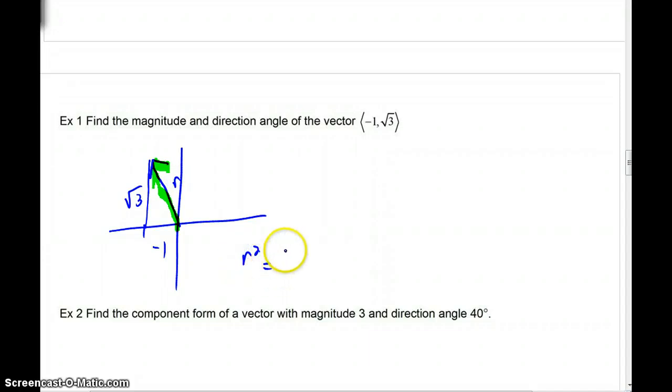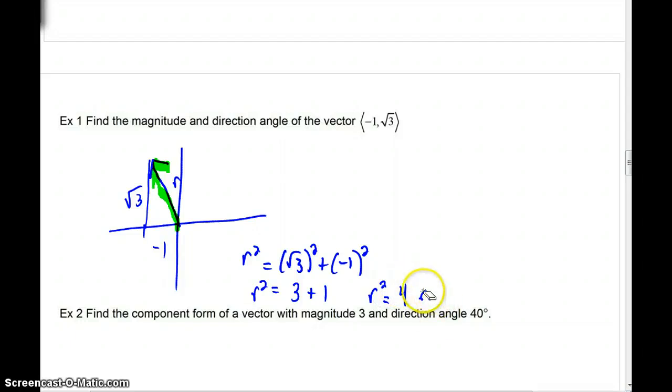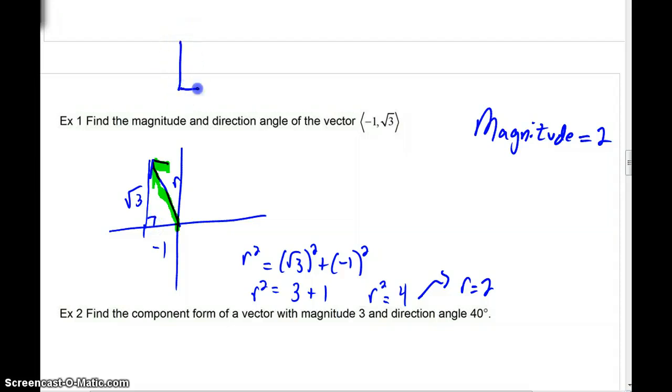We can certainly use the Pythagorean theorem. Even if we use -1 in there for a length, squaring that will disappear. 3 plus 1, of course, is going to be 4, and R would equal 2. So the magnitude of this vector is 2. Again, the Pythagorean theorem is what we can go to time and time again. By the way, in this instance, you might have noticed this is also a very famous 30, 60, 90 right triangle.